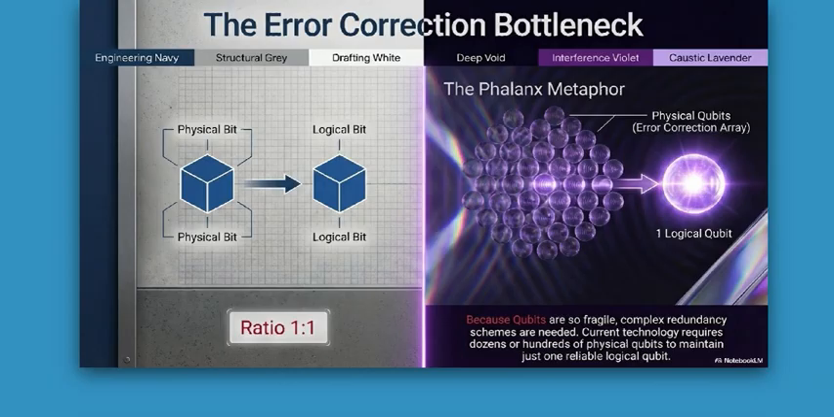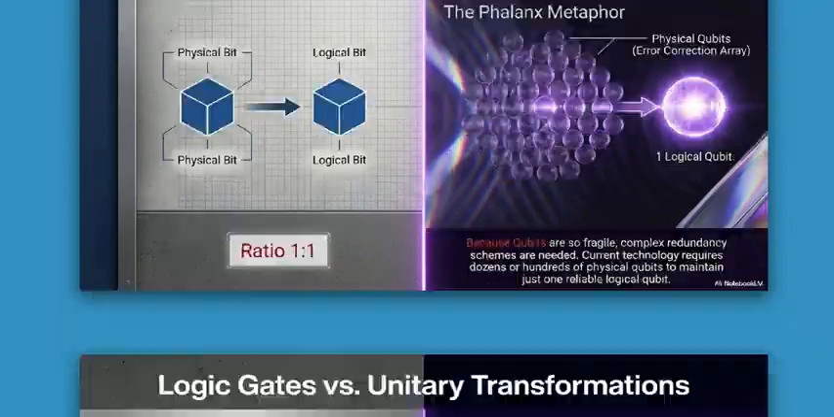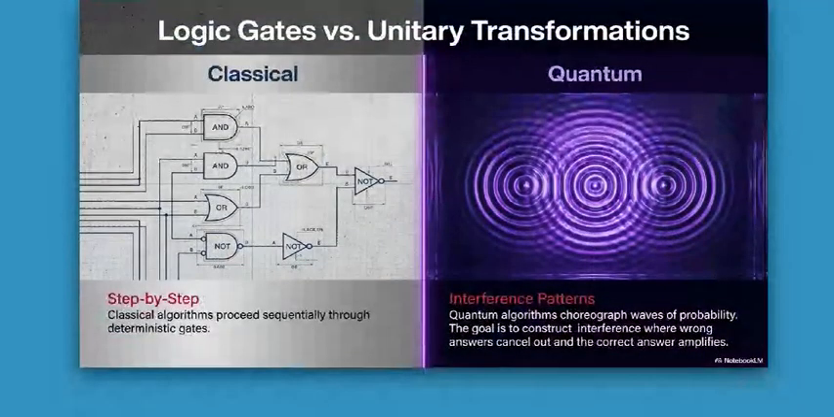Precisely. Now, let us talk about how the thinking actually happens inside the machine. The comparison here is logic gates versus unitary transformations. Classical processing uses logic gates, AND or OR and NOT. It is strictly sequential. You take a bit, you send it through a gate, it flips, you send it to the next one, step-by-step logic.